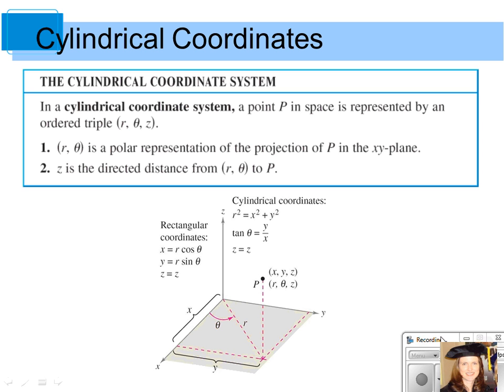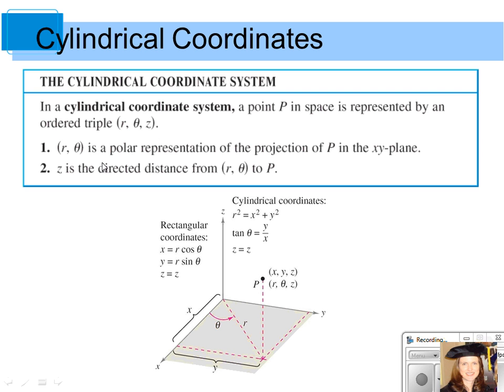For the cylindrical coordinate system, you have a point in space that's represented by an ordered triple where the components are r, theta, z. That's going to be in place of x, y, z. This is similar to doing polar graphing in your previous, probably pre-calculus class. You did polar. Well, this is similar, but now extended to space.